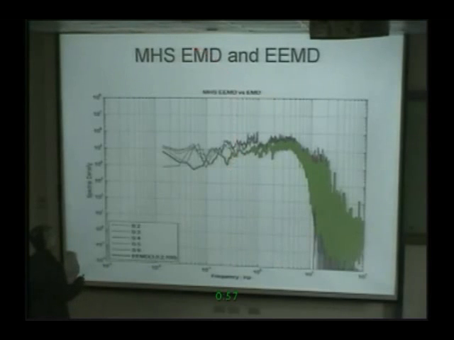The difference between EMD and EEMD: this is EMD, with a different stoppage criteria I use for EMD, and we see a little bit of difference. I do not know why this is. It's perhaps because of the mode mixing or whatever. I have to look into this a little bit more. But I just want to point out that by different stoppage criteria, you do not have large differences. But there is a systematic difference between EMD and EEMD.